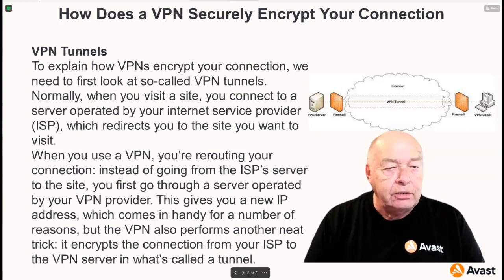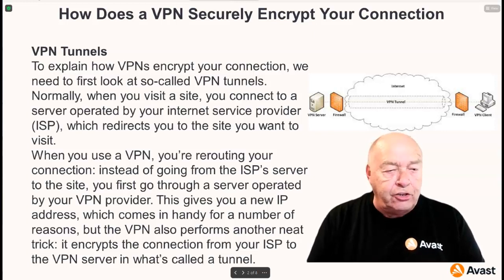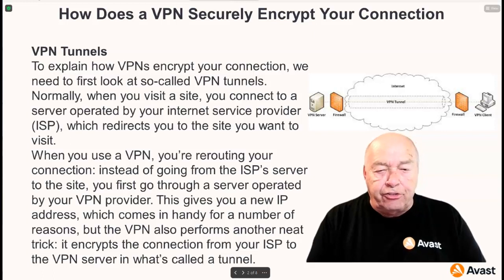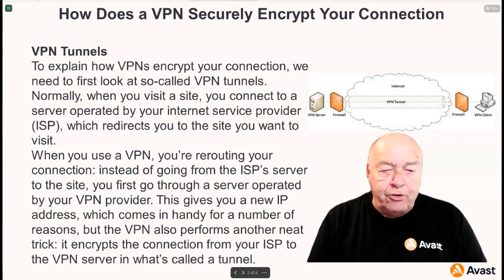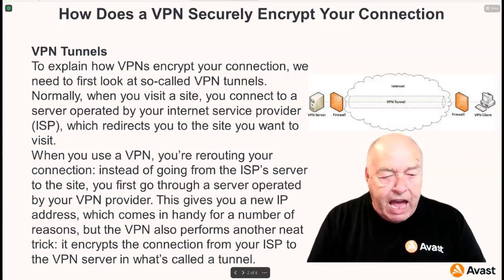VPN tunnels. To explain how VPNs encrypt your connection, we need to first look at so-called VPN tunnels. Normally, when you visit a site, you connect to a server operated by your internet service provider, which redirects you to the site you want to visit. When you use a VPN, you're rerouting your connection. Instead of going from the internet service provider's server to the site, you first go through a server operated by your VPN provider. This gives you a new IP address, which comes in handy for a number of reasons.